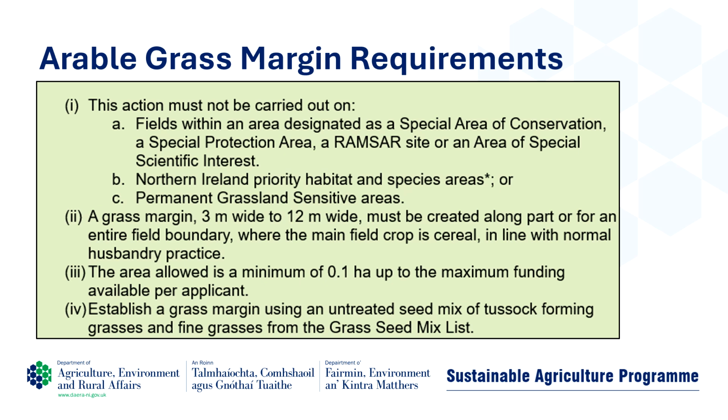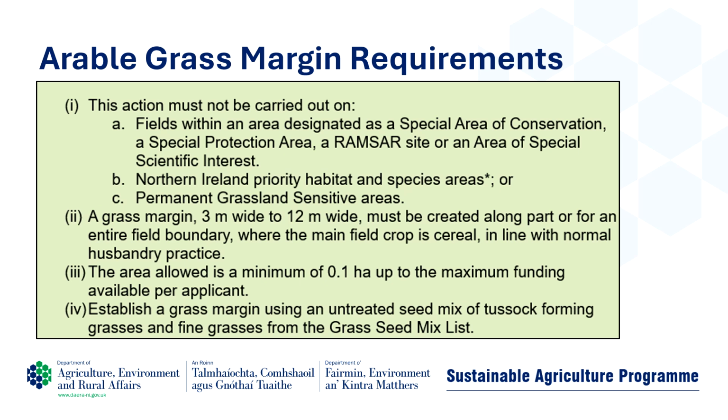The minimum requirements to comply with this action are detailed in the green box. This action must not be carried out on fields within an area designated as a special area of conservation, a special protection area, a Ramsar site, or an area of special scientific interest, Northern Ireland priority habitat and species areas, or permanent grassland sensitive areas.